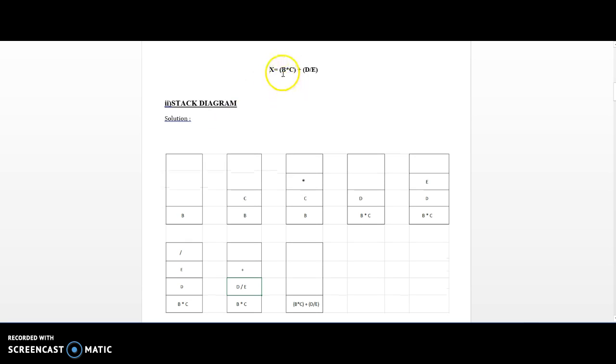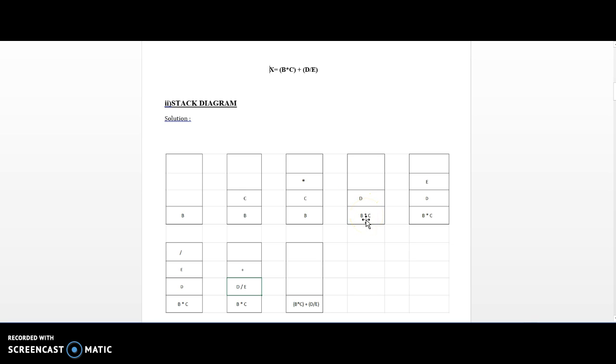According to the equation, it is B times C, so we're going to do that first. You push B. In the following stack diagram, you push B and you push C. In the third stack diagram, you have B, C, and you add the multiplication over here.